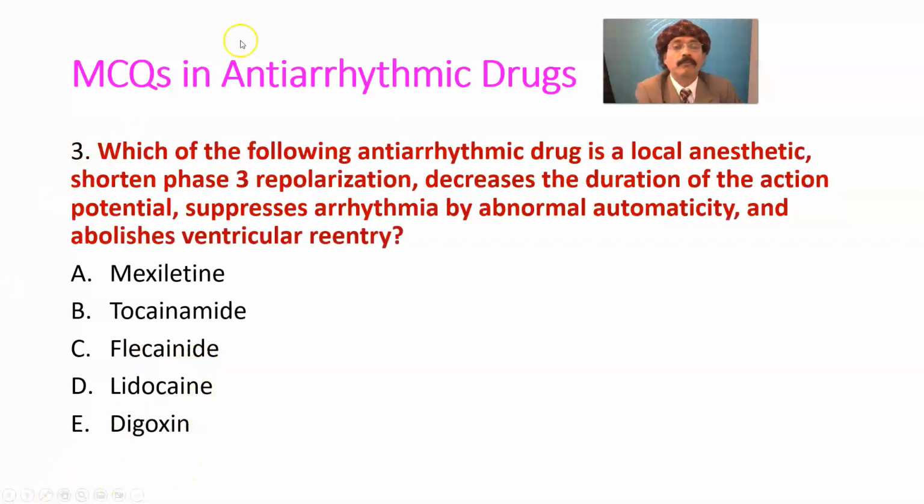Question number 3. Which of the following antiarrhythmic drug is a local anesthetic? Shorten phase 3 repolarization, decreases the duration of the action potential, suppress arrhythmia by abnormal automaticity, and abolishes ventricular reentry. So what is the choice? Mexiletine, tocainide, flecainide, lidocaine, digoxin. Answer should be number 3, D, lidocaine. That is the local anesthetic with all these properties.